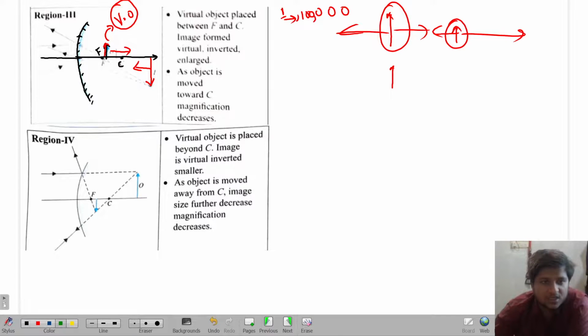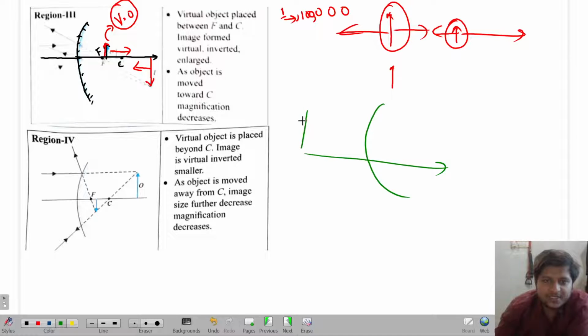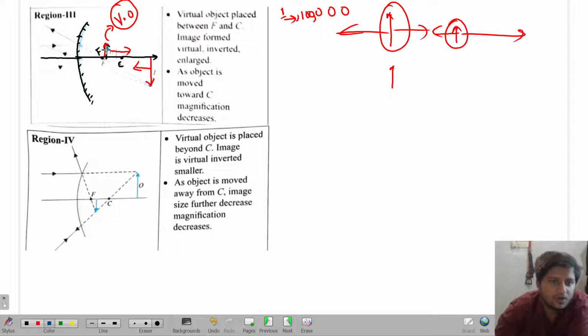Okay, now try to see over here. What I'm saying is, let's suppose you have a concave mirror. If the object is kept over here and the image is formed, and the object is moved towards this side, the image moves towards this side. Again, the concept of relative speed will also apply over here. Got it or not? Let's suppose you have a virtual object over here, which is formed between focus and center of curvature of the convex mirror.